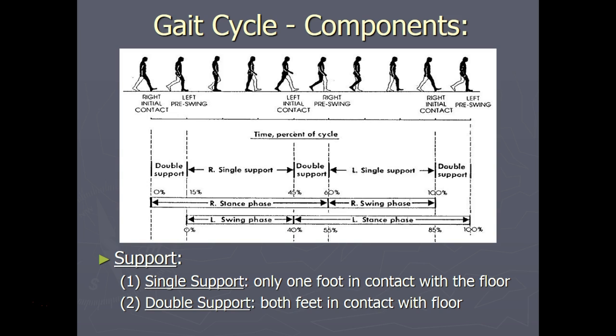And so as you increase the speed, right, you increase the amount of single support that a patient might have. In other words, the amount of time that a patient is spending on a single limb. And as you slow down gait, you increase the amount of double support that a patient might have. So when you're assessing gait, just keep that in mind.